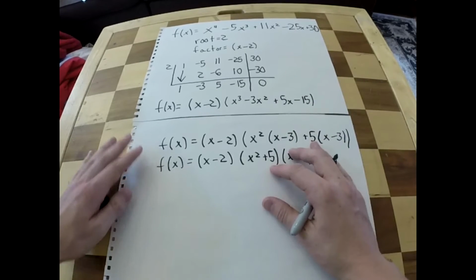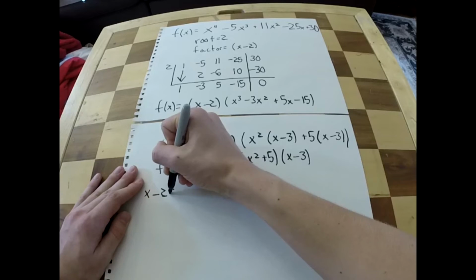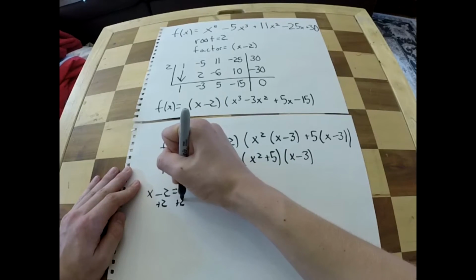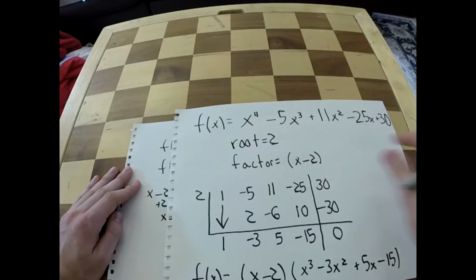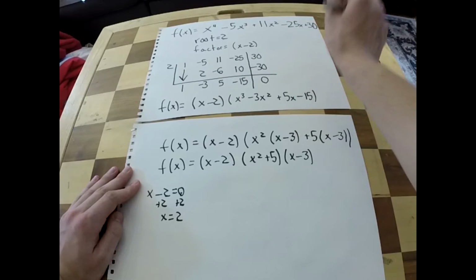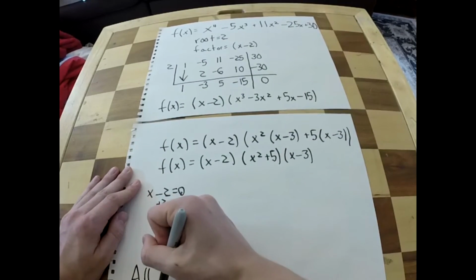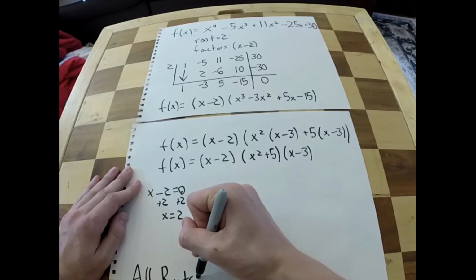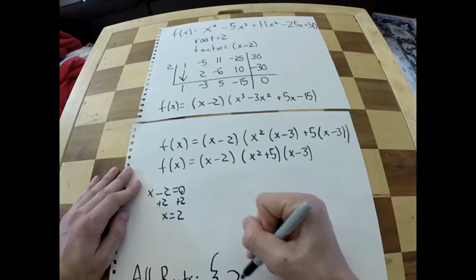So if we set x minus 2 equal to 0 to find the root, it's plus 2, plus 2, x equals 2. And that's the root that we started out with too. So that's good. So down here we're going to write all roots. So first root that we found is 2.